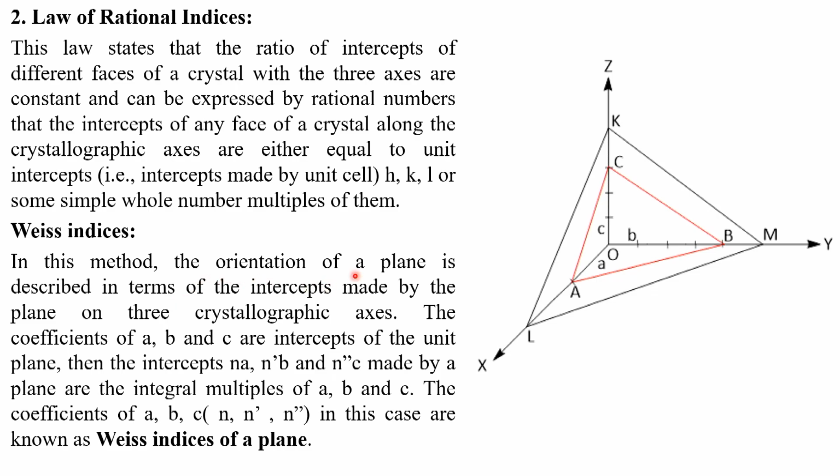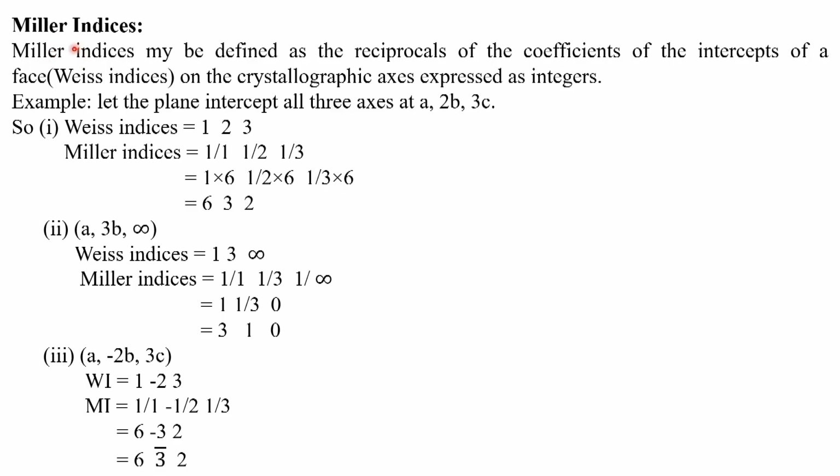In this method, the orientation of a plane is described in terms of the intercepts made by the plane on three crystallographic axes. The coefficients of a, b and c, here you can see, are intercepts of the unit plane. Then the intercepts na, n'b and n''c made by a plane are integral multiples of a, b, c. The coefficients n, n' and n'' in this case are known as Weiss indices of a plane. Then we discuss a very important thing, Miller indices.